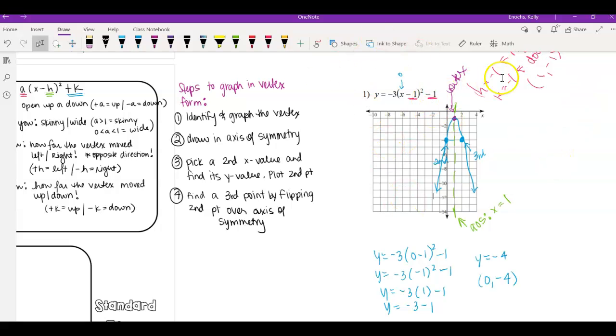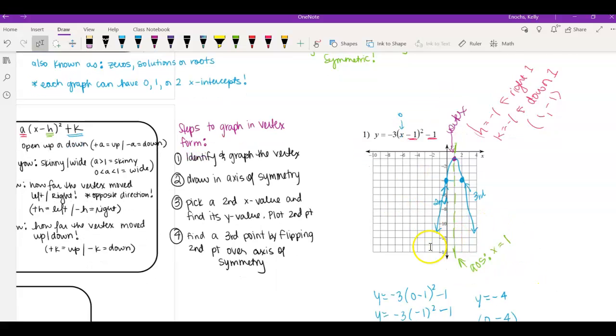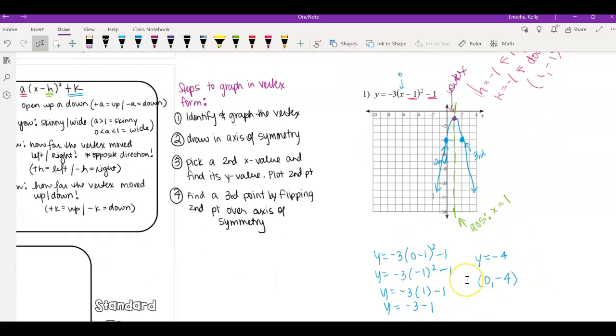Okay? So go through, make sure you find your vertex, draw on your axis of symmetry, pick any other point relatively close to the first one. So remember, this one was at -1, so I picked 0 because that's pretty close. Plug that in, get your second value, and then flip that over the line.